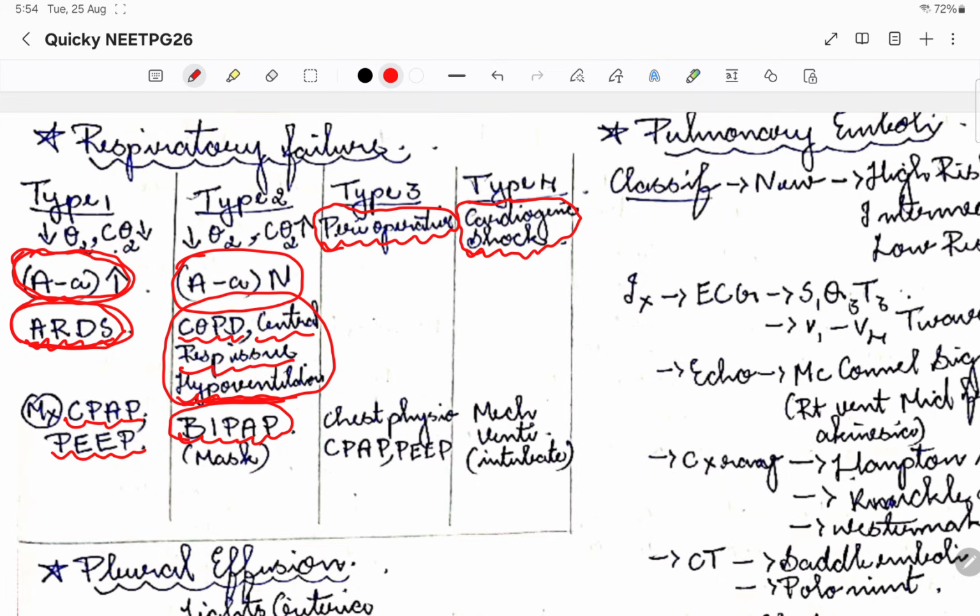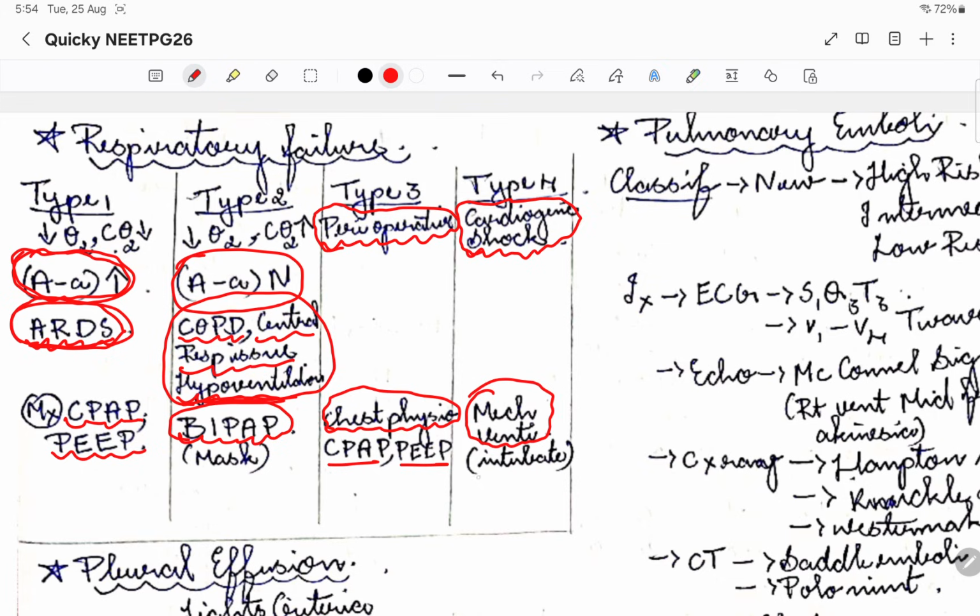Okay, then coming to type 3, we are going to do the management by chest physiotherapy, just like we did in bronchiectasis. The other one is CPAP and PEEP. Here also, because of the failure there might be failure of alveoli, that is why we are going to go for CPAP and PEEP, just like in type 1. Whereas in cardiogenic shock, the entire thing will have failed. So that is why we are going to go for mechanical ventilation.